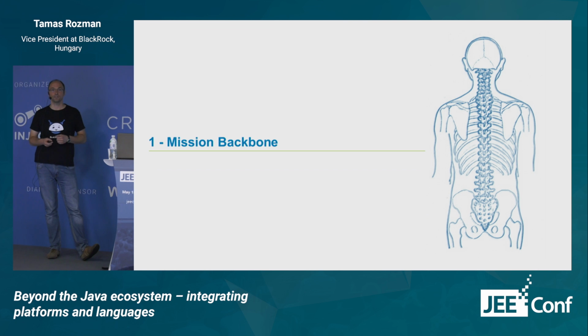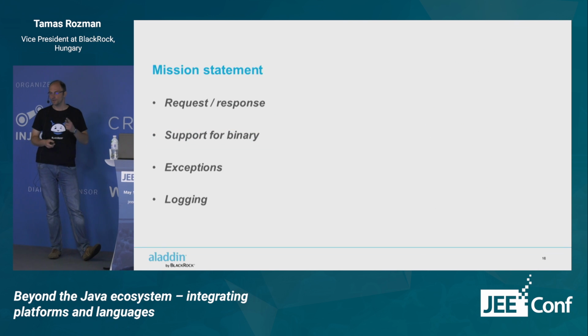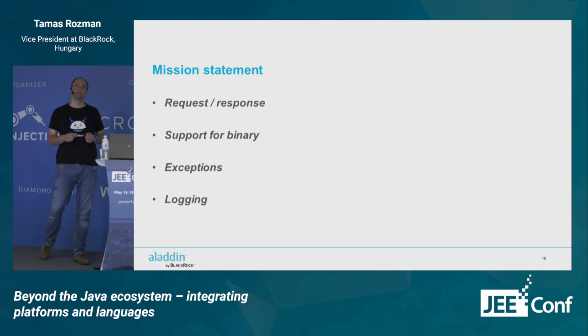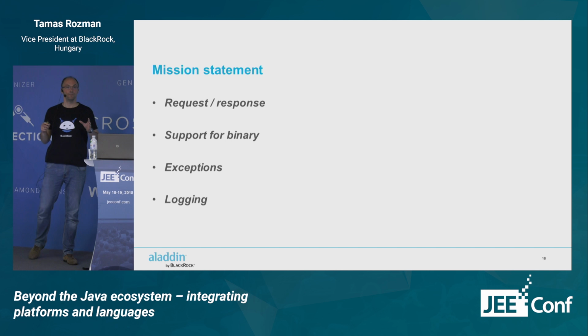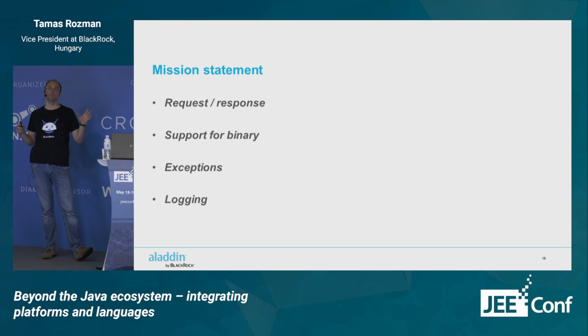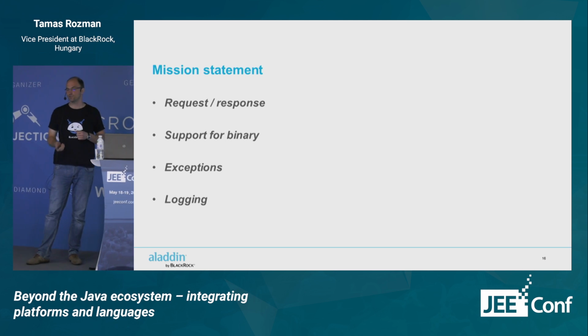All right, so let's start with mission backbone then. The mission statement is, we want to have some kind of request-response between Java and Python. Java sends a request, Python sends a response. We want to be effective, so we want to enable binary transmission between Java and Python. We need to handle exceptions and we need to handle logging. So this is our goal for this mission.